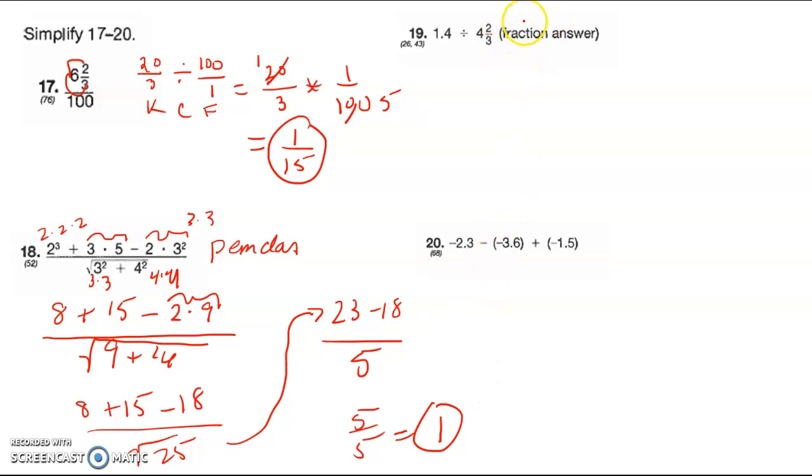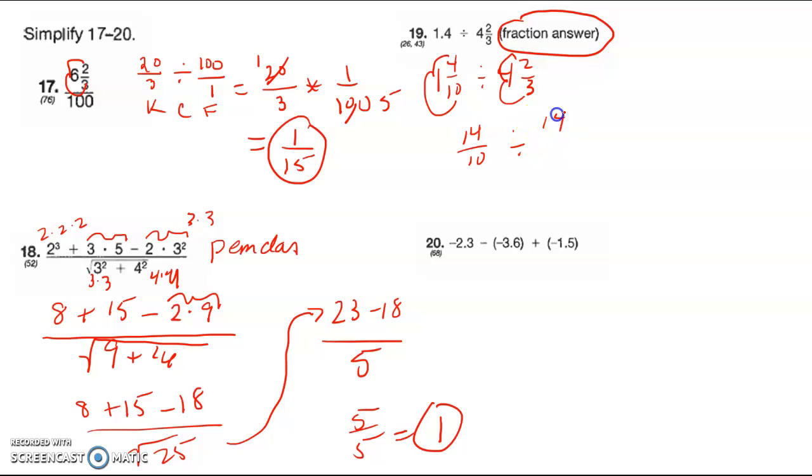All right, 19, it asked for a fraction answer. Some of you tried to give me a decimal answer. That was interesting. Okay, so this is 1 4/10 divided by 4 2/3. We're going to have to popcorn this, so 10 times 1 is 10, plus 4 is 14 over 10, divided by 3 times 4 is 12, plus 2 is 14. Keep change flip, gives me 14 times 3 over 14. My 14s are going to cancel. I'm going to end up with 3/10.